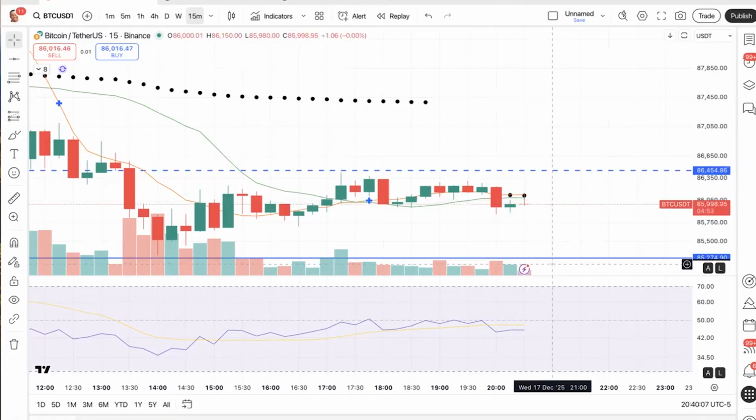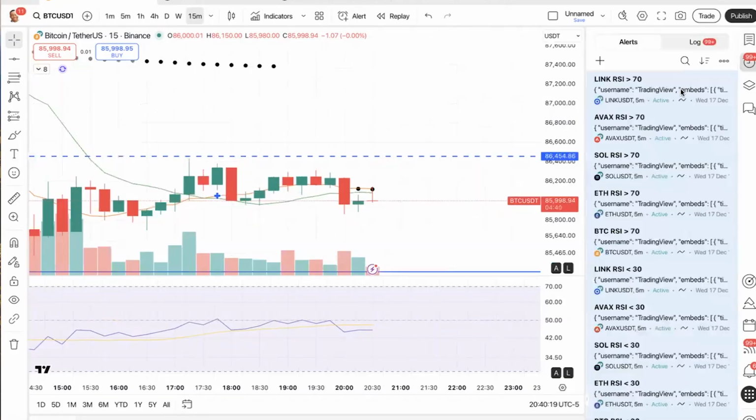If I was trying to play the downside, I would come here just below support and I would say like 85,200. So you can have two limit orders. Obviously, if it's coming up here, this one ain't gonna get triggered. If it's coming down here, this one ain't gonna get triggered. Does that make sense?